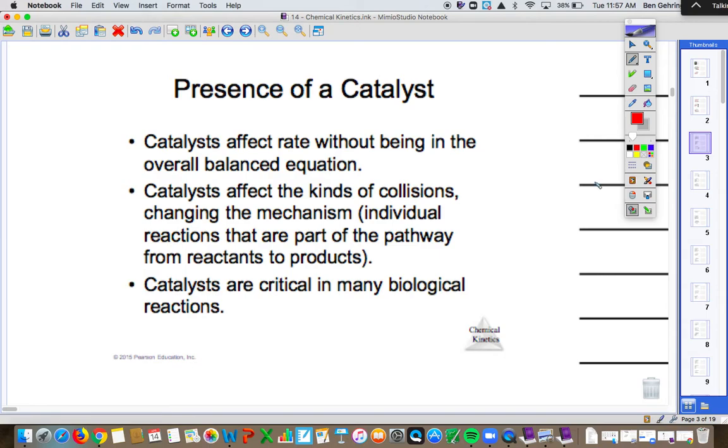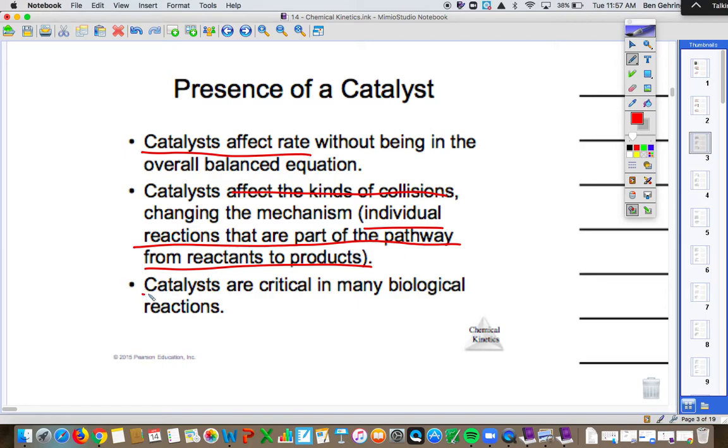And then the last one is the presence of a catalyst. Catalysts affect reaction rates without being included in the overall equation. The only thing they do is increase the rate at which reactants can react. They affect different kinds of collisions by changing the mechanism, or the individual pathways they go from reactants to products. So they affect the kinds of collisions, which includes the little individual reactions that go from reactants to products. Again, those multiple step pieces, your catalyst can have a role in that.